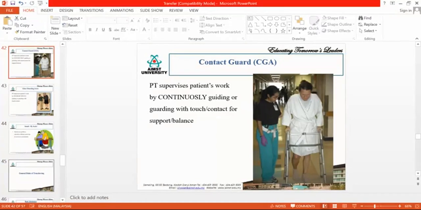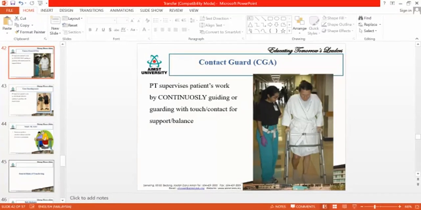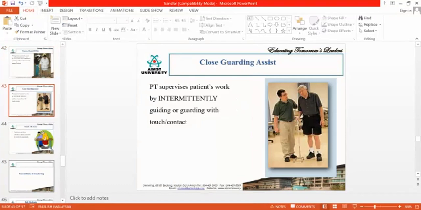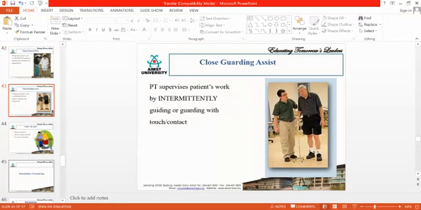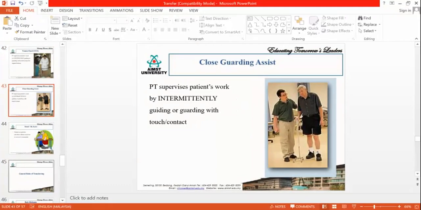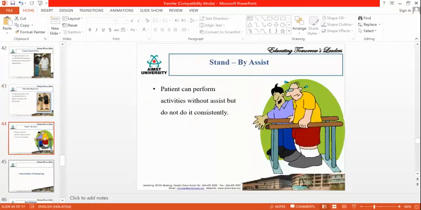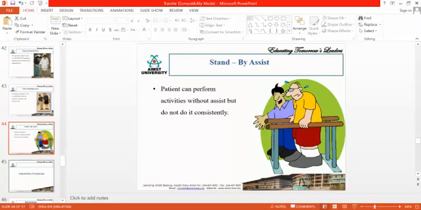Okay, so that will be giving them moral support, and the patient will be able to do everything by themselves. You will be standing close by in a position that you can hold them anytime if they fall down. Okay, this is just standby as an assistant. So these are the three types where you call it therapist supervision.